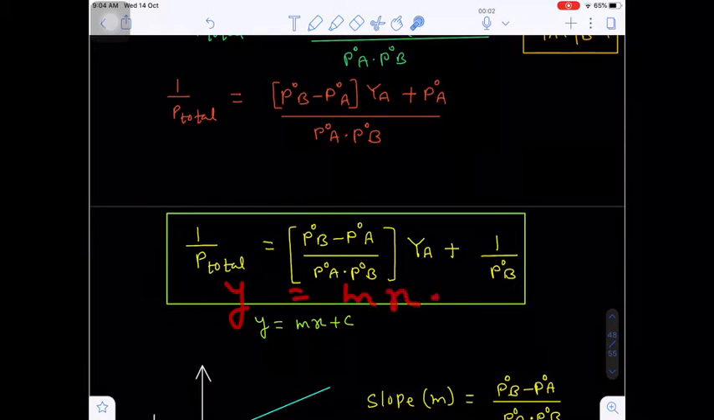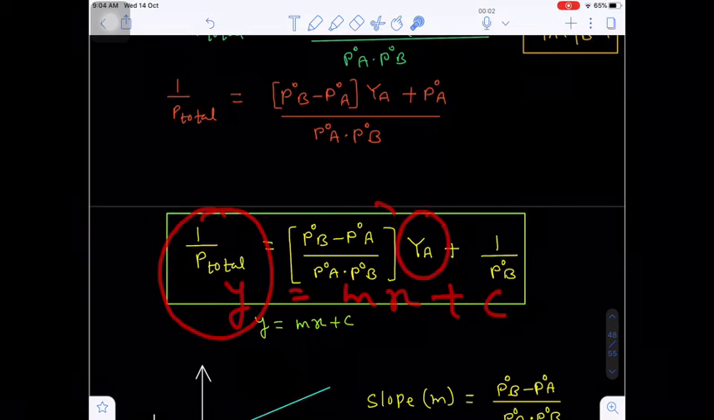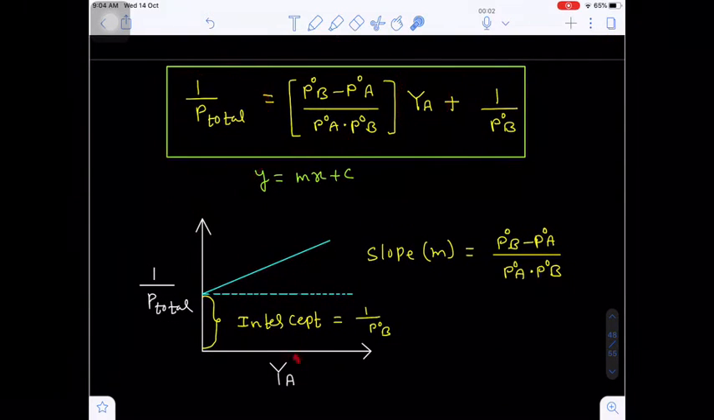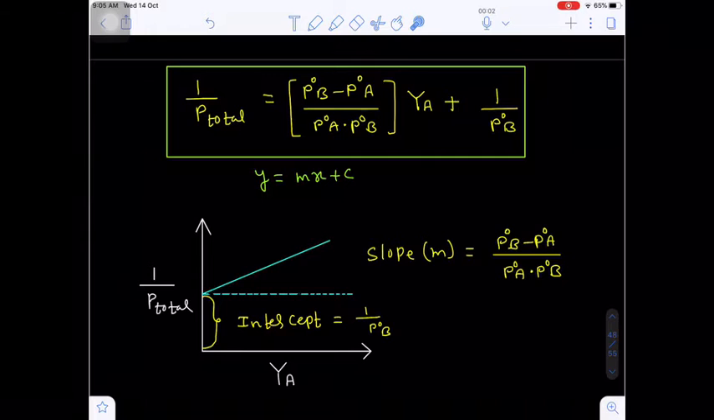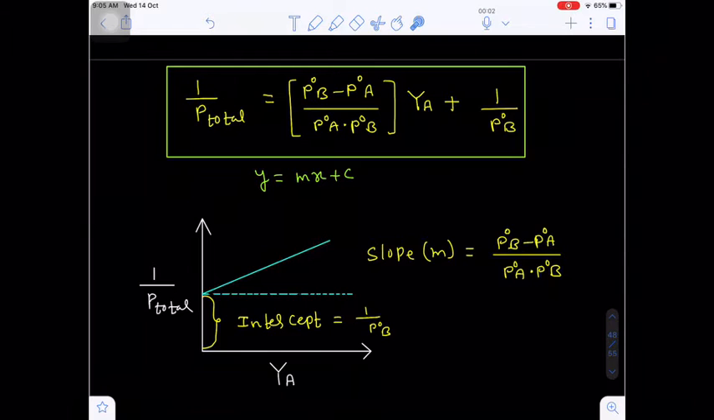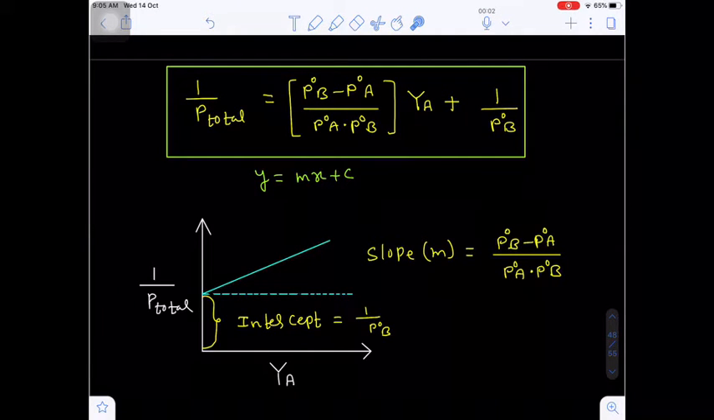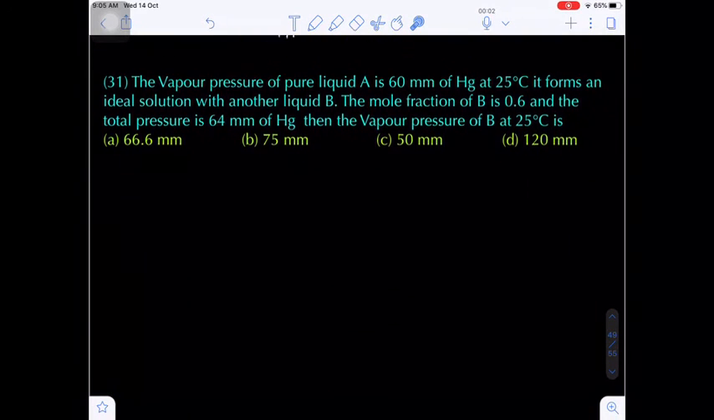If you observe, it will be in the form of, again, Y is equal to Mx plus C. On the y-axis 1 by P total, on the x-axis what happens? Mole fraction of component A in the vapor phase. Again you will get a straight line having a slope P naught B minus P naught A upon P naught A into P naught B, and the intercept on the y-axis will be 1 by P naught B. It is also a very important question. In the question, if 1 by P total versus mole fraction of component A in the vapor phase is plotted, then what will be the slope of the straight line and what will be the intercept on the y-axis?